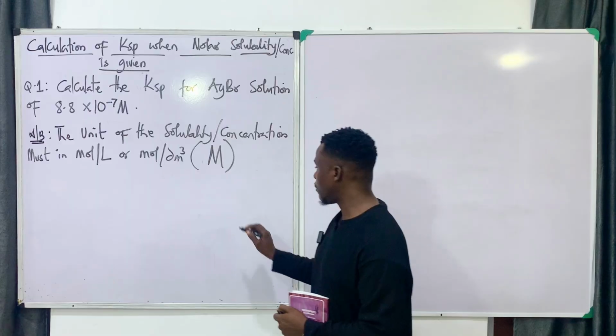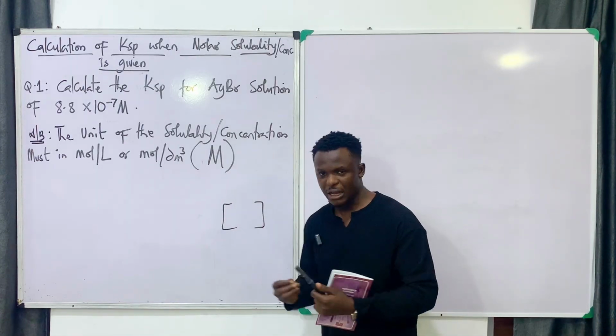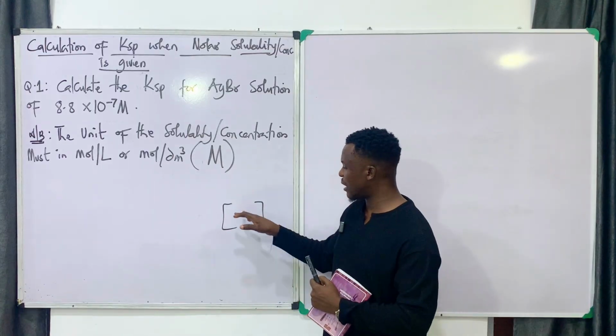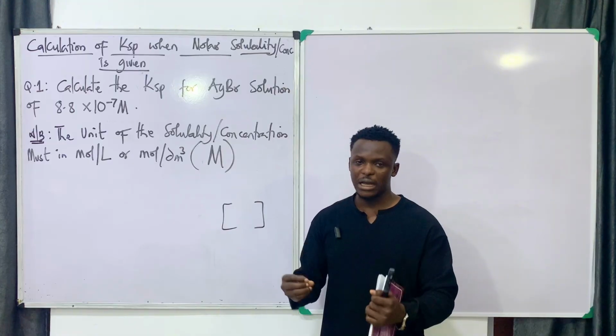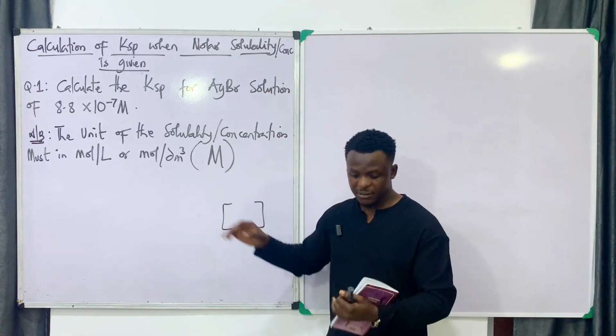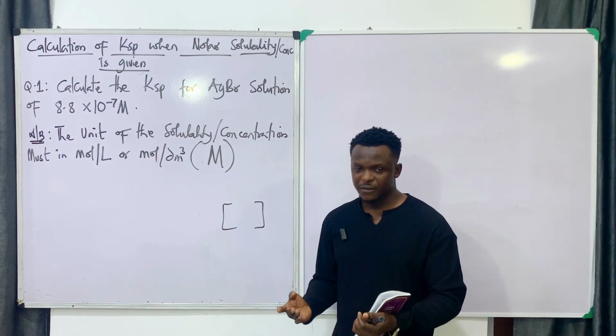Remember, in the equilibrium constant expression, we use a square bracket. This square bracket denotes molar concentration. So for anything to be found inside of this square bracket, that must be in molar. So this is molarity. Molarity, molar concentration, molar solubility, they are all the same thing.